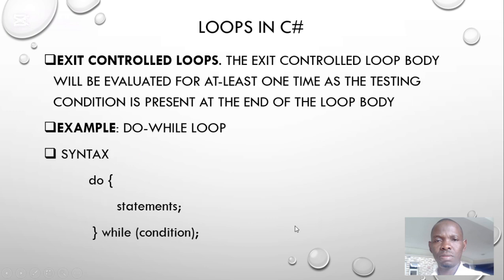The second one is the exit controlled loop. The exit controlled loop body will be evaluated at least one time, as the testing condition is present at the end of the loop body. It means it is going to loop once before the condition is checked. An example of the exit controlled loop is the do while loop. We can see the syntax of a do while loop: do all these statements while the condition is true.